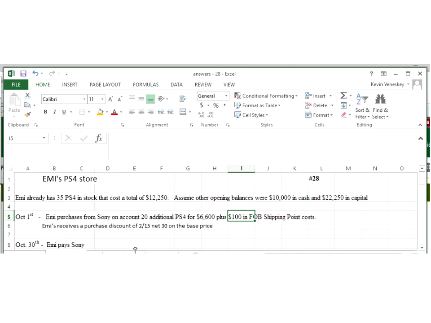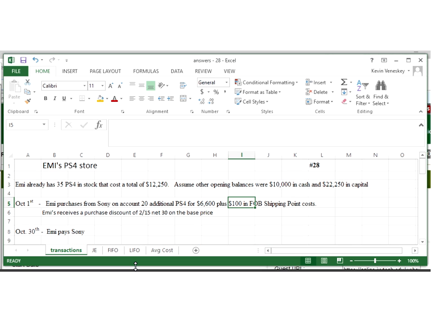Now I move down to October 30th. EMI actually pays her bill. Now we've got to be careful here because, yes, there was a discount offered, but EMI in this case was lazy or just didn't care about the discount. It wasn't enough to entice her. So she just paid within the normal 30 days. She does not get that 2% discount that was originally offered if paid in 15 days.